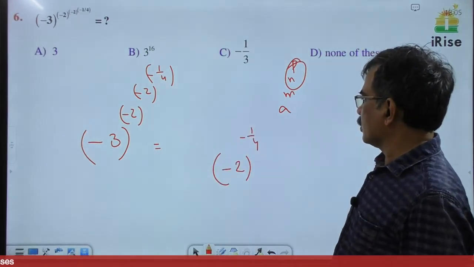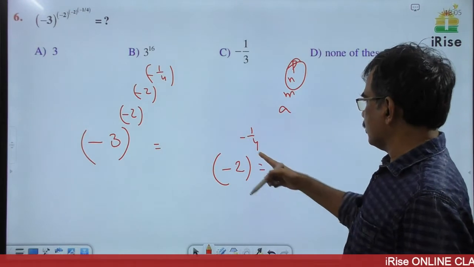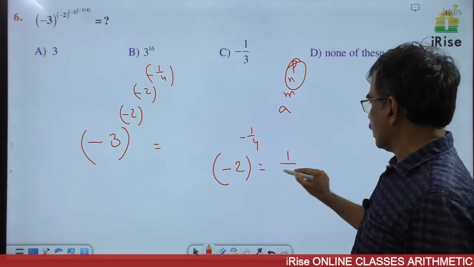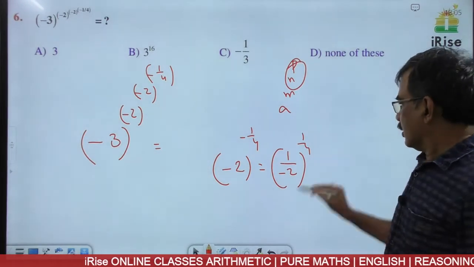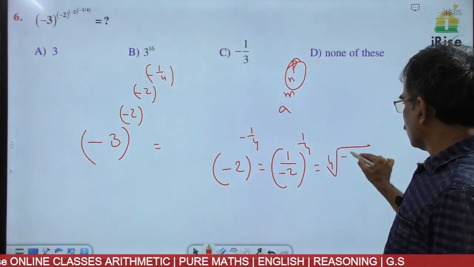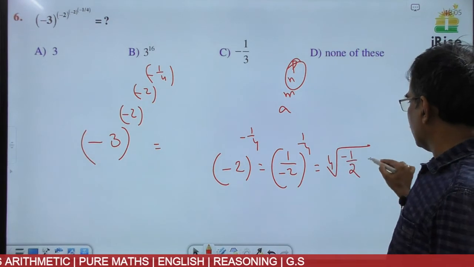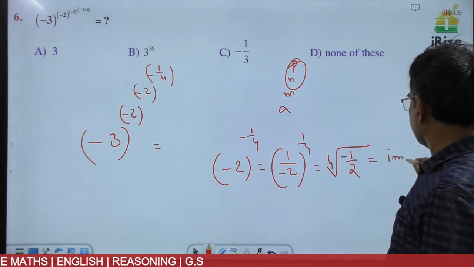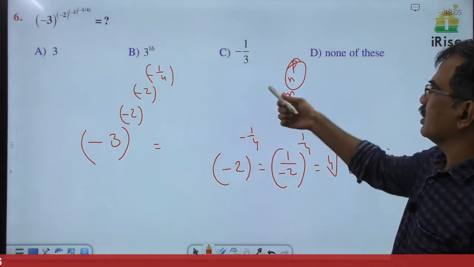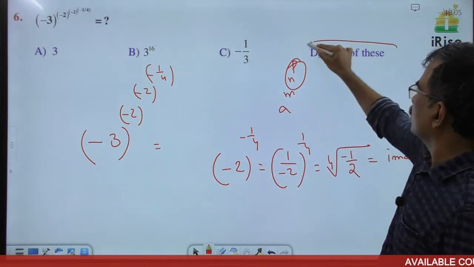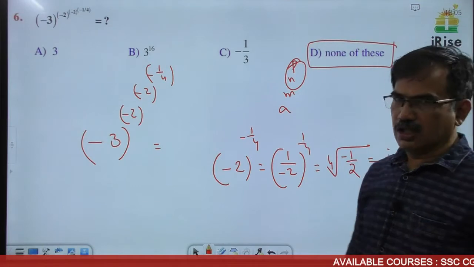minus 1 by 4. If power minus is there, we can write it as minus 1 by 2 whole power 1 by 4. And again this can be written as 4th root of minus 1 by 2, a negative value, which is imaginary. If the power is imaginary, you don't get the answer. So the answer for this question is none of these.